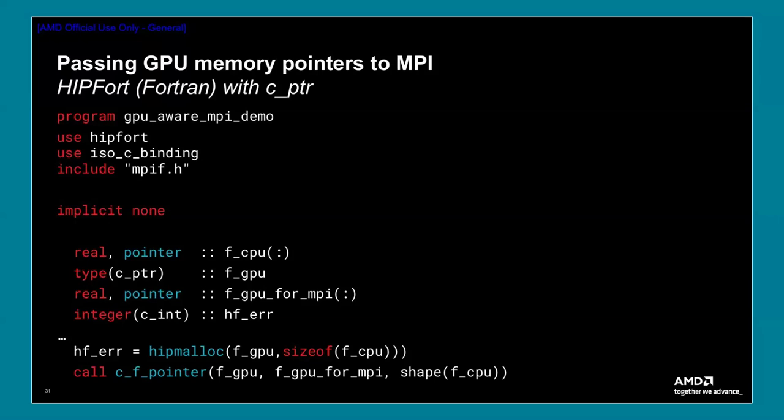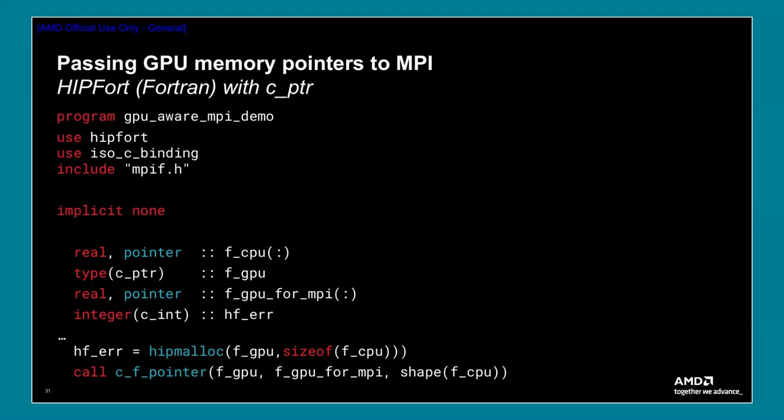So here we still do hipMalloc on FGPU. When you're using the C pointer, you don't get the nice things like source or mold to detect the size and shape of the space you need to allocate for that GPU pointer. So here we just allocate FGPU and specify how much space. Well, we're going to pull that out from the size of FCPU. At any rate, we've got a GPU pointer, FGPU.